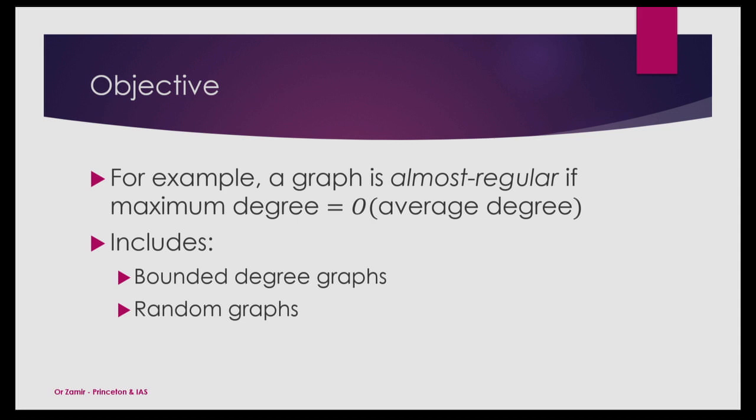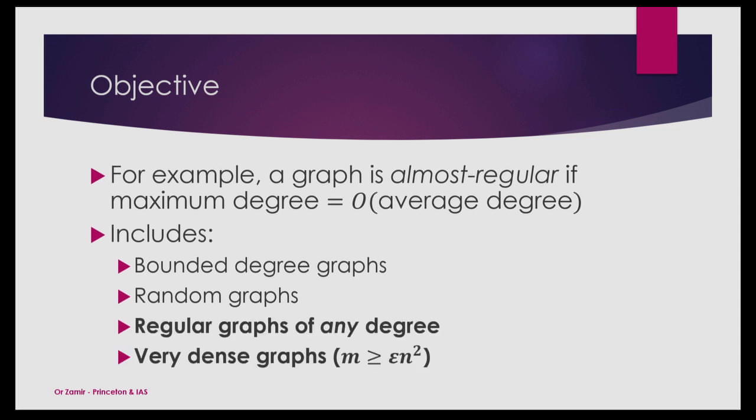Good, and as I said, this includes at least the case of bounded degree graphs, and the case of random graphs, with a little footnote about what the density is, but it also includes a lot of graph families that we don't tend to have much faster algorithms for. So for example, regular graphs of any degree also fall into that category, as do all very dense graphs, because if, for example, the number of edges is at least a constant times n squared, then both the average degree and the maximum degree are roughly linear, roughly n.